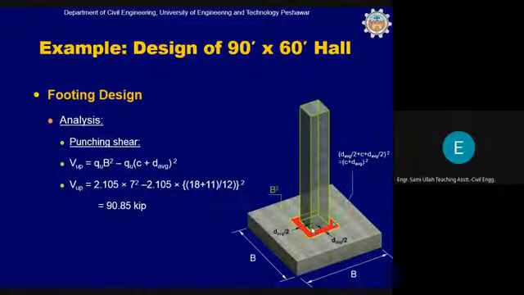So for this reason, this red area must be deducted from the total load. So the total bearing pressure which is applied from the soil in the upward direction will be equal to QU B square minus QU C plus D average, because this part is gone.